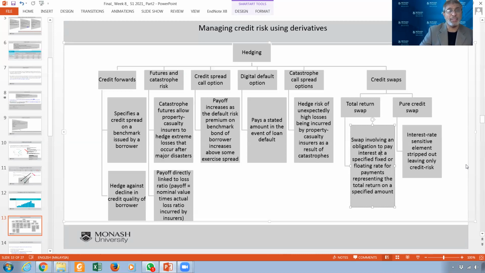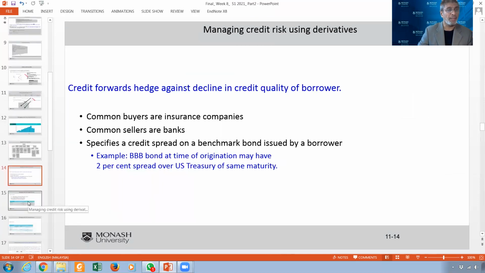So for pure credit swaps, it's the same thing. However, this one is actually a clean swap for the premium. So you always give the Libor. Here they will not give you the whole return, only the premium. So you hedge actually against the premium. Let me show you an example here.